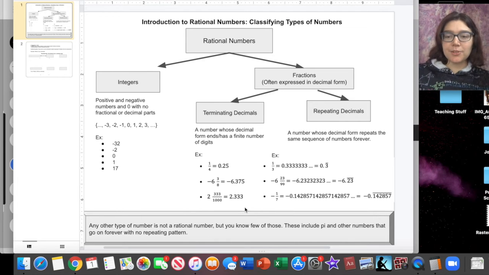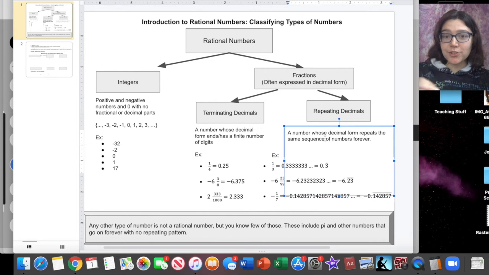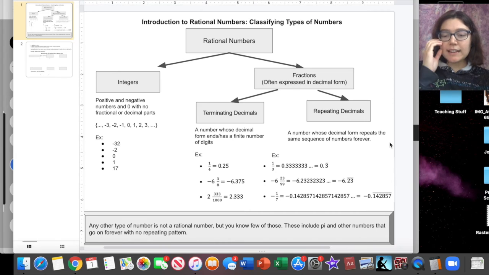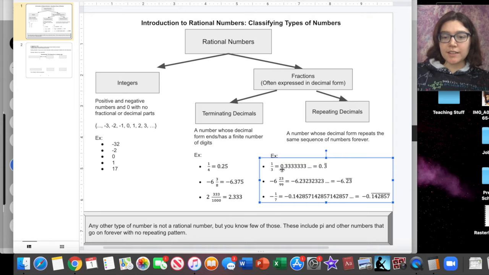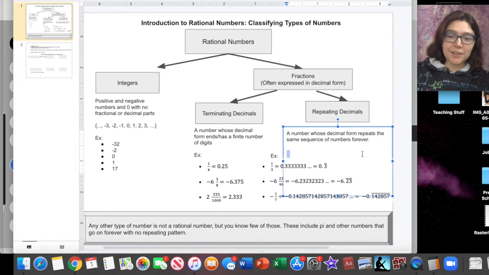And our last option is a repeating decimal. So a repeating decimal is also in this realm of a rational number. It's a fraction. It's a number whose decimal form repeats the same sequence of numbers forever. Okay, so for example, we have 1/3. Is 0.333333333 forever. Okay, that little bar, it's called a vinculum. It means we have 3's going on forever.